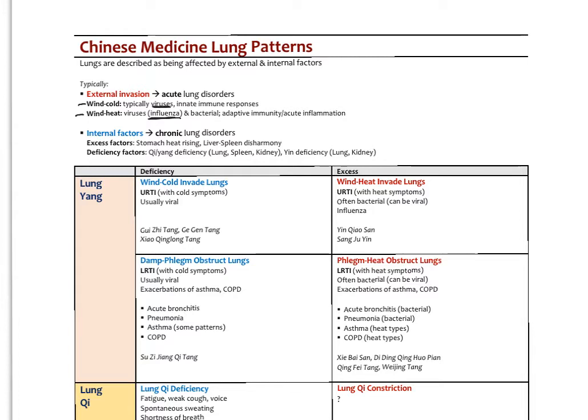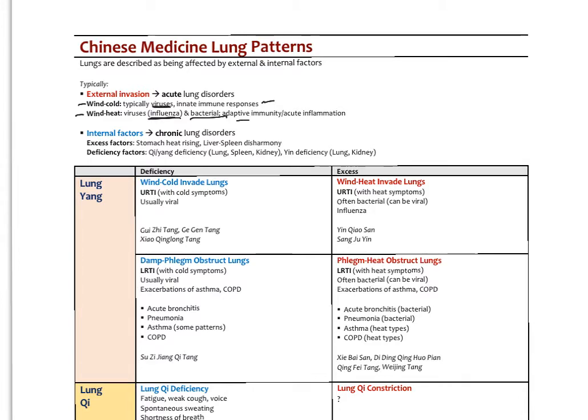But wind-heat is typically more with bacterial bronchitis and pneumonia. We start to see a lot more pus, a lot more cytokines, fever responses, that sort of thing. So we might think of wind-cold as more when only your innate immune responses are engaged, versus wind-heat, which is when your adaptive immunity is engaged as well. Remember, adaptive immunity involves T and B cells.